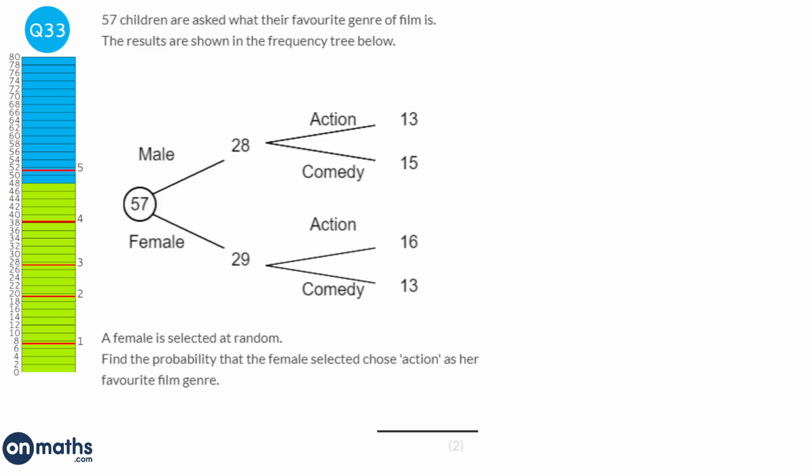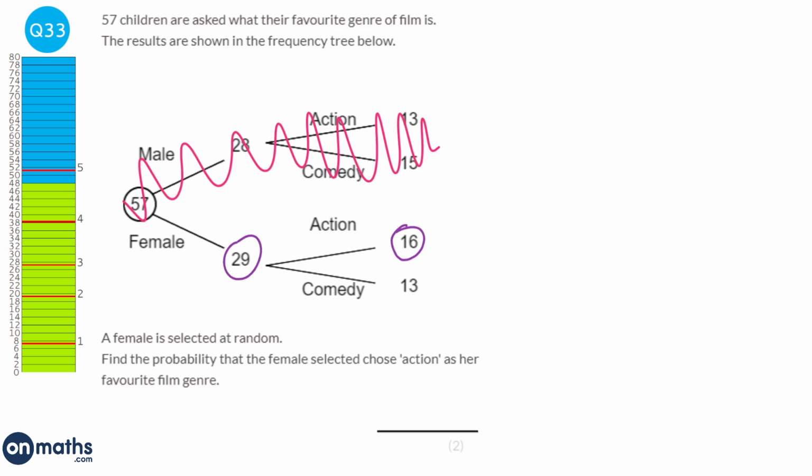The important thing to realise in this question is that we know a female has been selected, so we can just basically get rid of all of this part of the frequency tree because it's not relevant. There's 29 females altogether, and we're looking for the probability that the female chosen at random picked action. So it's just simply 16 over 29.